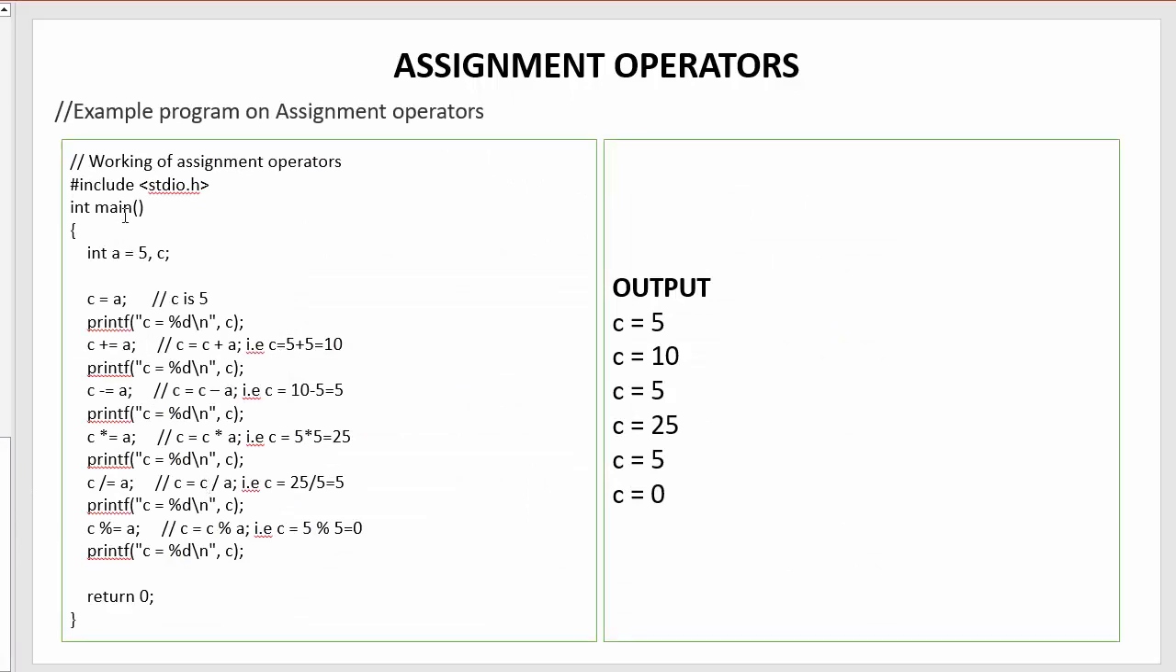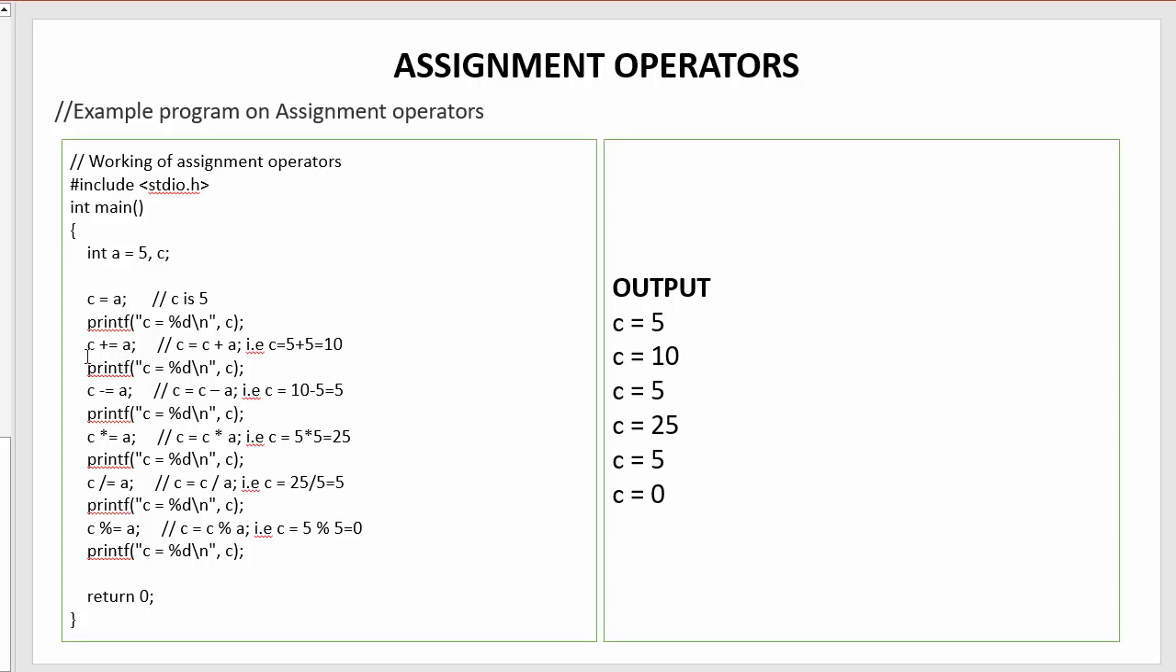So here you can see I have taken an example which starts with the main function, and I have declared variables a and c, and I have initialized a with the value 5, and in the next statement I have written c equals a. That means I am initializing c with the value of 5. Now c has the value of 5. That's what I have mentioned here. c is 5, and here I am printing the value of c using this %d format specifier, comma c. So you will get an output of 5.